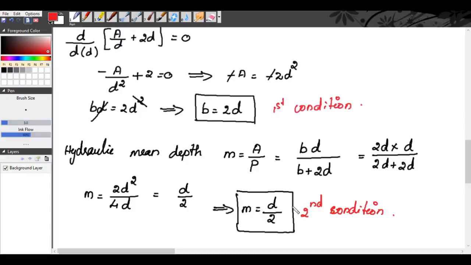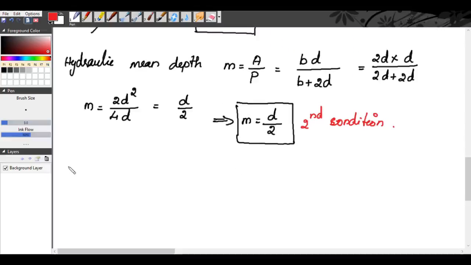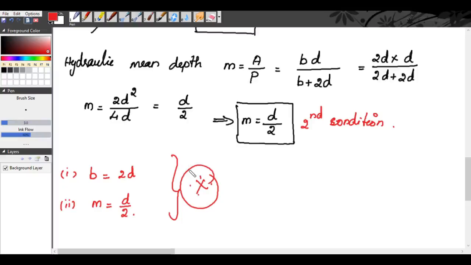So that's all. For a rectangular cross section to be most economical for open channel flow, the conditions are: the breadth should be equal to 2 times the depth of flow, or the hydraulic mean depth should be equal to D by 2. These are the two conditions, very, very important.